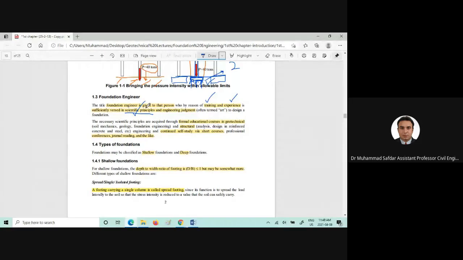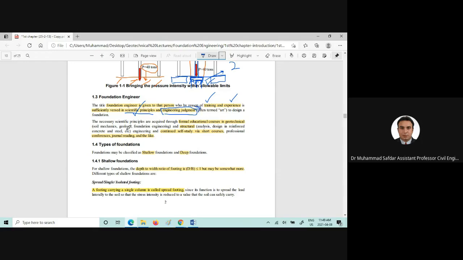And he should know about Meyerhof's bearing capacity equations, how we can use the different bearing capacity factors and the shape factors, inclination factors. All these principles a student must know, and at the end he should apply engineering judgment as well, which will come by training and experience.